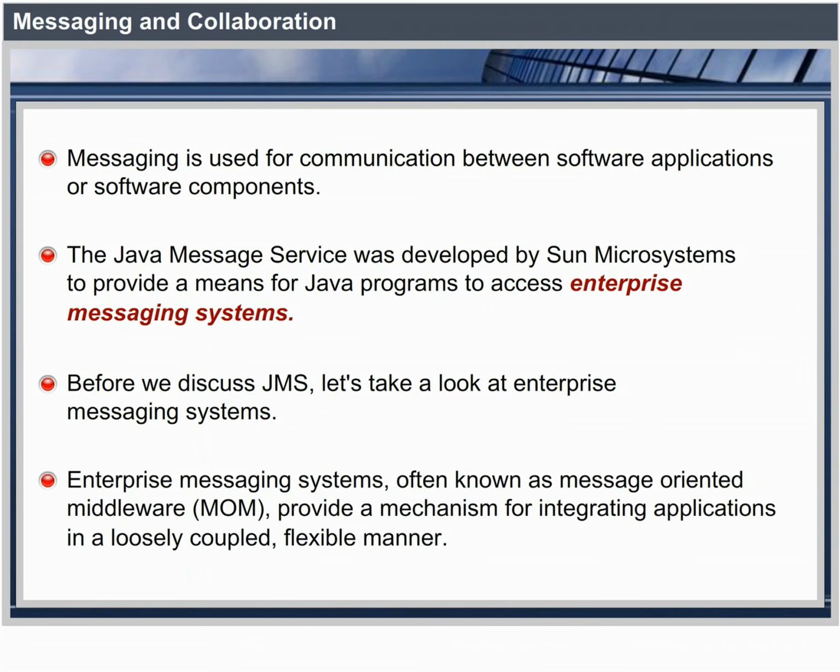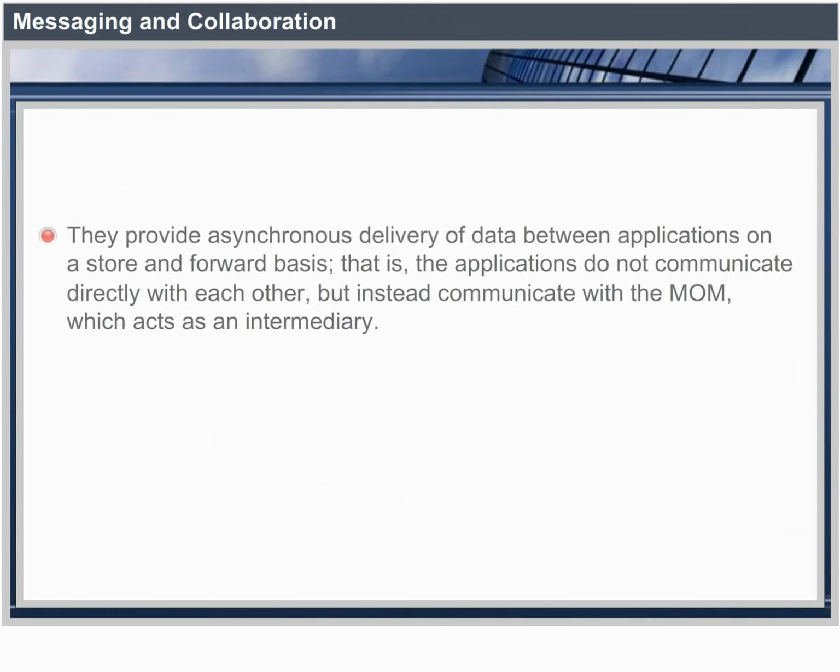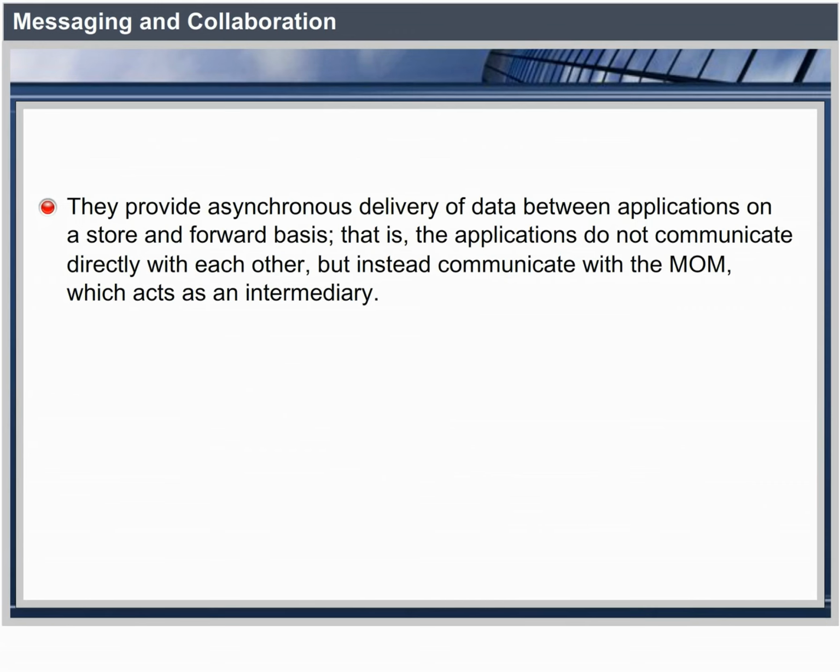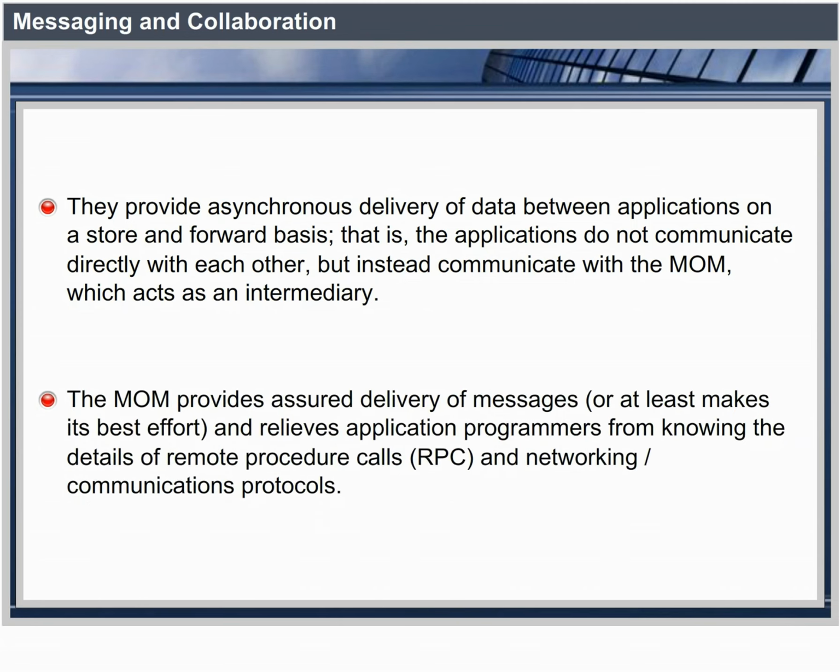Enterprise messaging systems, often known as Message-Oriented Middleware (MOM), provide a mechanism for integrating applications in a loosely coupled, flexible manner. They provide asynchronous delivery of data between applications on a store and forward basis. That is, the applications do not communicate directly with each other, but instead communicate with the MOM, which acts as an intermediary. The MOM provides assured delivery of messages, or at least makes its best effort, and relieves application programmers from knowing the details of remote procedure calls (RPC) and networking communications protocols.